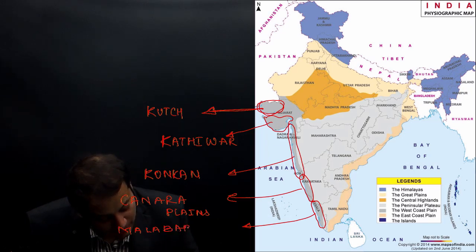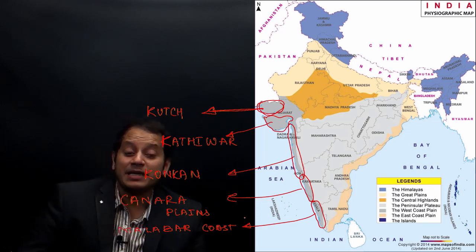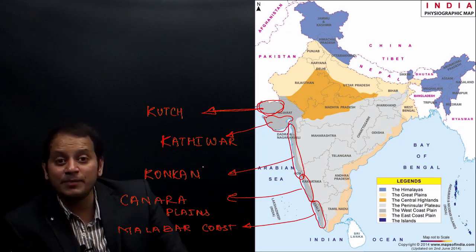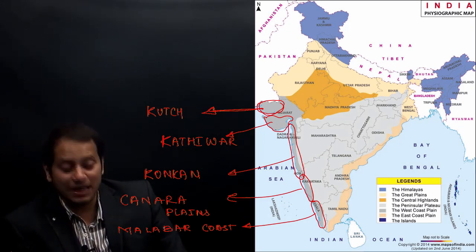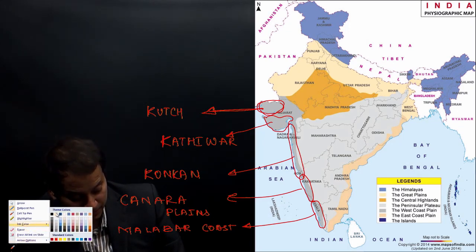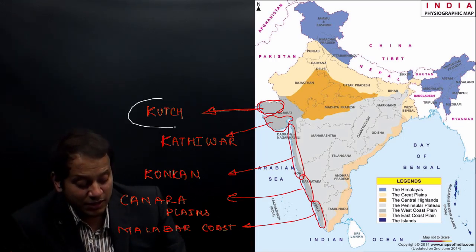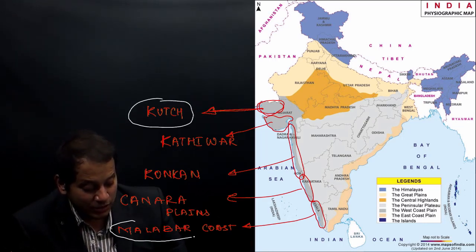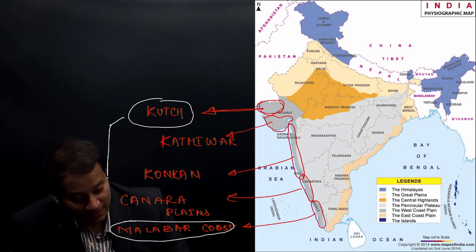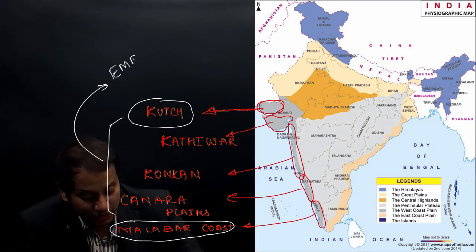This is known as the Malabar coast. So the west coastal plain is divided into the Kutch region, Kathiawar plains, Konkan coastline, Kannara plains and the Malabar plains. Now you remember one basic difference in this. The Kutch region and the Malabar coastline in the west coastal plain are examples of emerged coastlines.